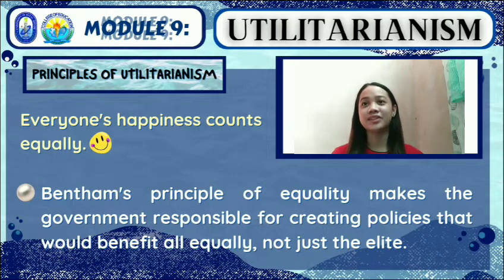Everyone's happiness counts equally. Ang kaligayahan ng bawat isa ay dapat pantay-pantay. Pag sinabing pantay-pantay, ay dapat wala nakalalamang o nanlalamang. Bentham's principle of equality makes the government responsible for creating policies that would benefit all equally, not just the elite. Sa pag-usbong ng teorya ni Bentham ay naging bukas ang gobyerno upang maging responsable sa pagbibigay ng pantay na hustisya at batas na magbibigay benepisyo para sa lahat at hindi lamang sa mga mayayaman o makapangyarihan.